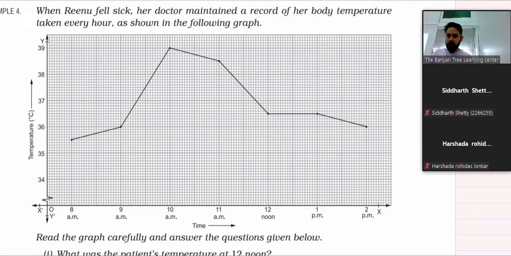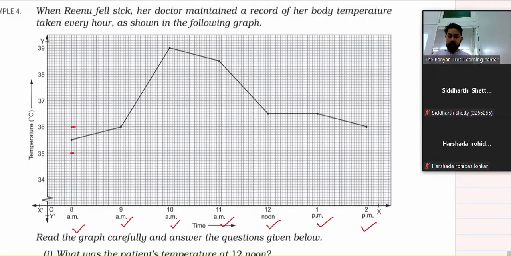Okay, you answer my question. At 8 am, what was the temperature? 35.5, because it's between 36 and 35. This is 36 and this is 35, so it's between 36 and 35. 35.5. At 9 am, at 10 am, at 11 am, at 12, at 1, at 2, 36. It is 36. Reading is very easy, what is the problem?